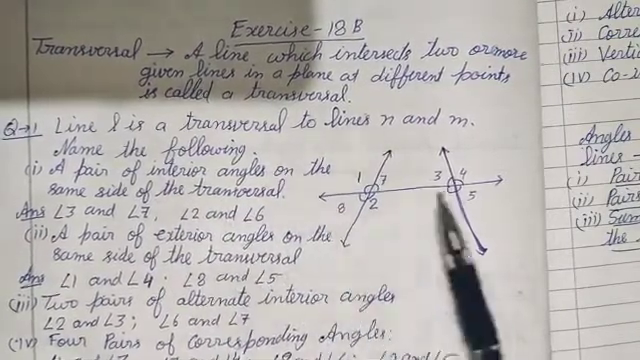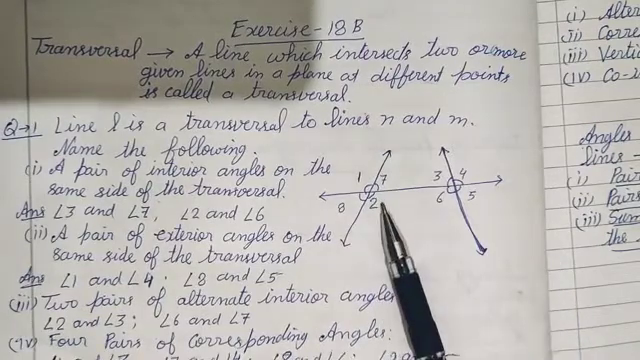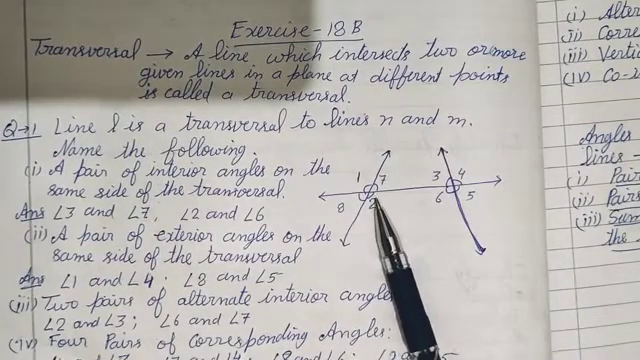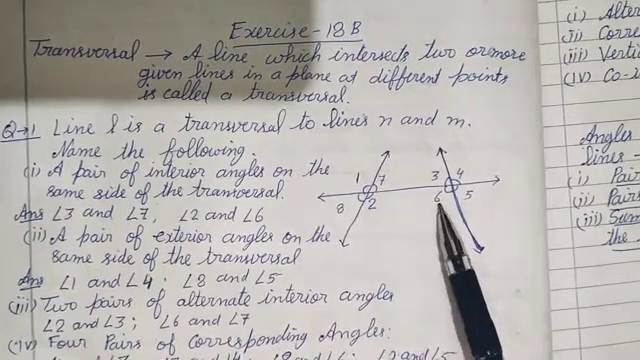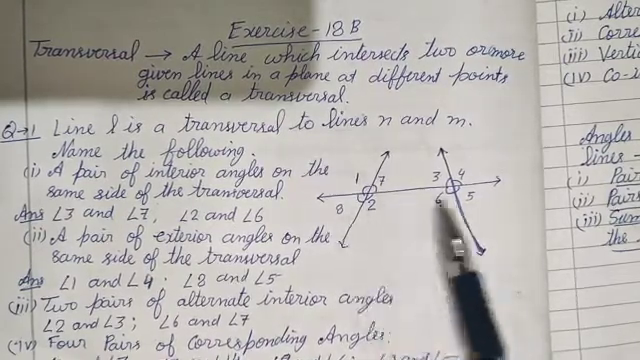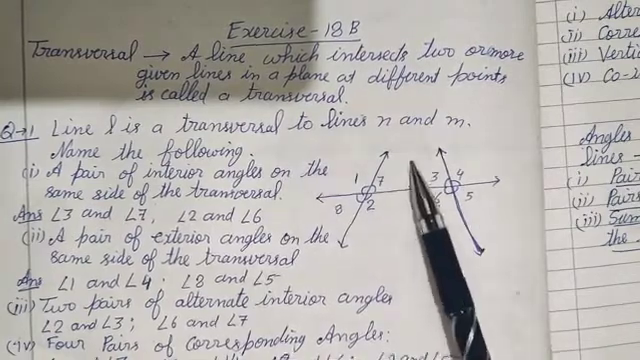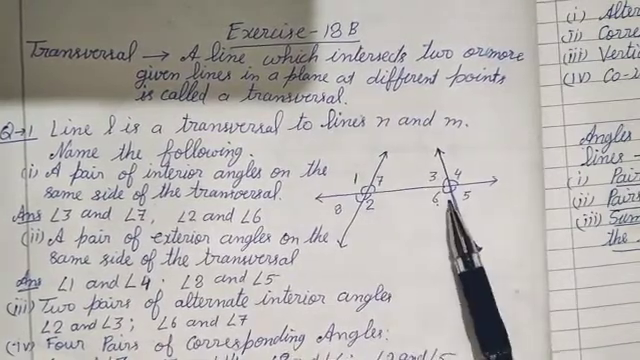So here the transversal is this L and the angles on the same side of the transversal are angle 3 and angle 7, angle 2 and angle 6. Because this is the interior region between these two parallel lines, this is the transversal, same side is this side, 7, 3 and 2 and 6.